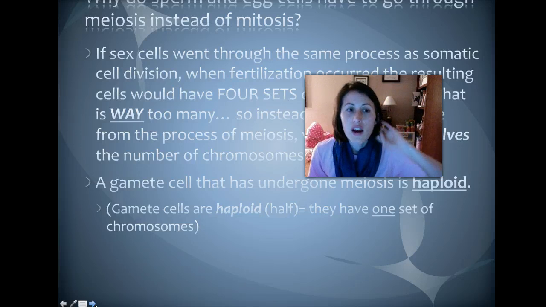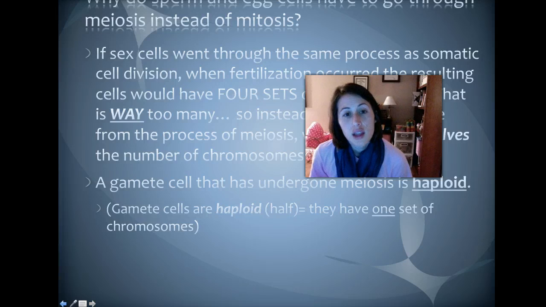I'm sorry that cut off, but it says, why do sperm and egg cells have to go through meiosis instead of mitosis? If sex cells went through the same process as somatic cell division, when fertilization occurred, the resulting cells would have 4 sets of chromosomes, and that would be way too many. It would not be a diploid cell anymore, it would be called polyploidy, and that would actually lead to lots of problems for the growing organism.